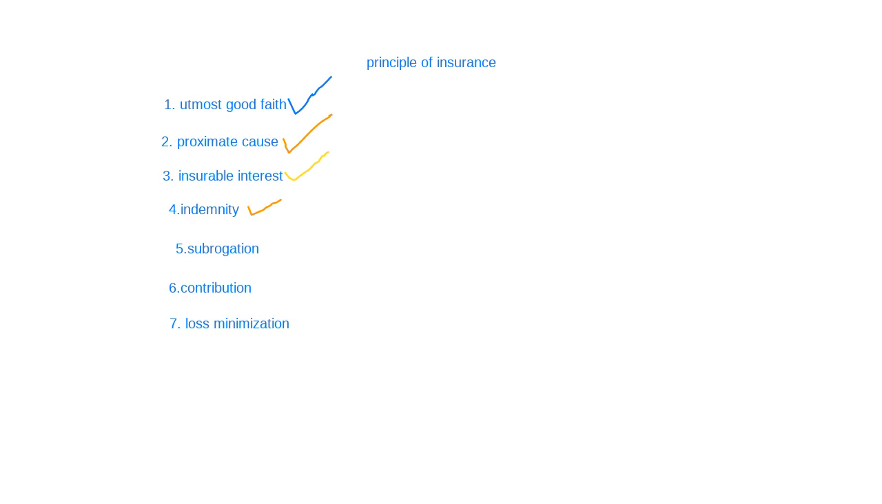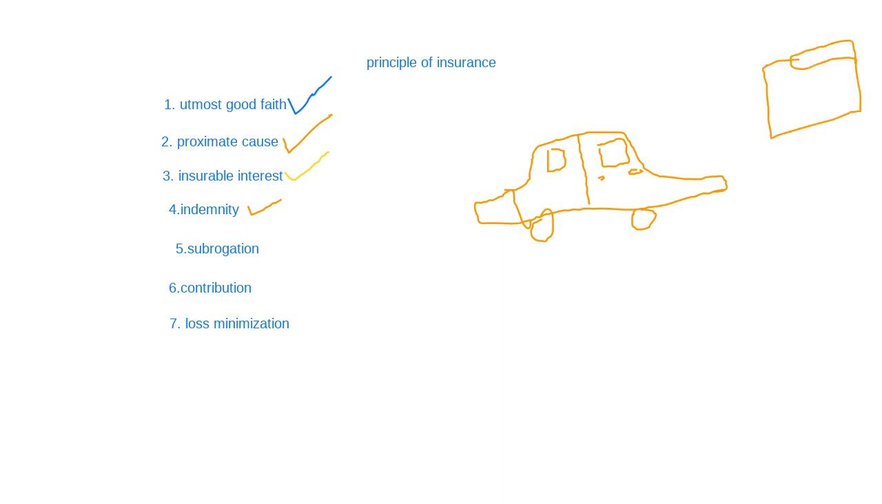Here I'm going to make a drawing. Suppose this was the car. There should be a door also, and a mirror also. Now it's fine, I don't know which car this is. See, now subrogation means what? Just suppose there is a truck over there, a big truck, and this car and this truck got an accident.